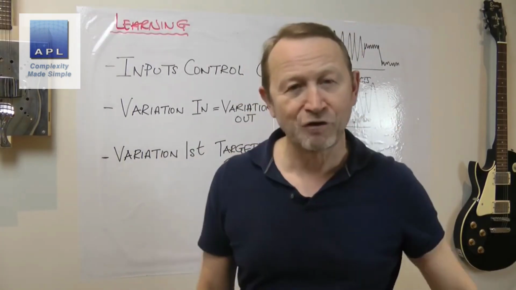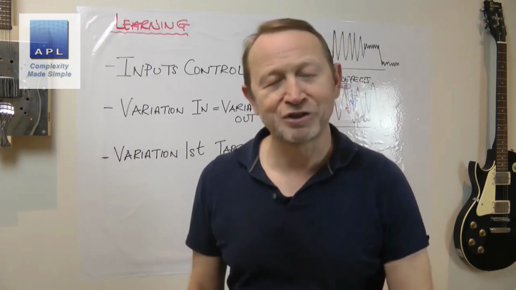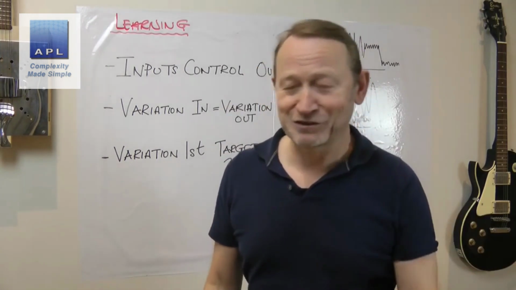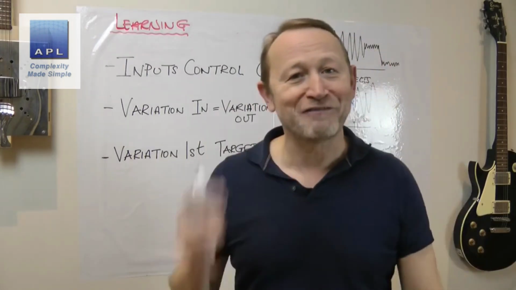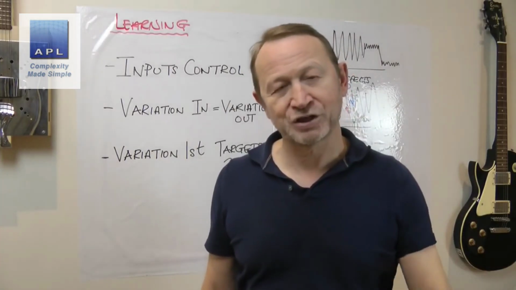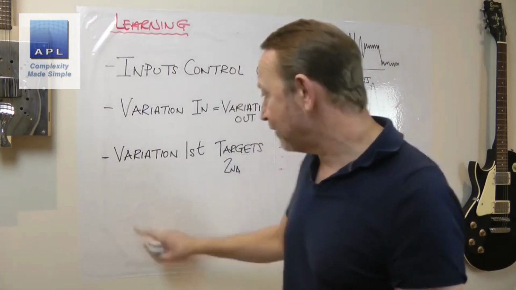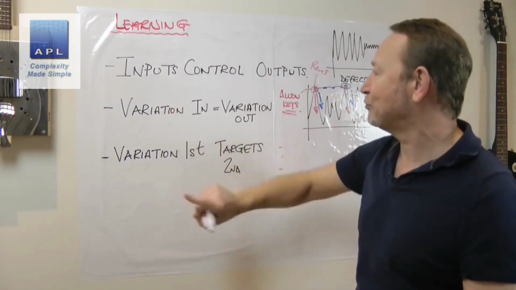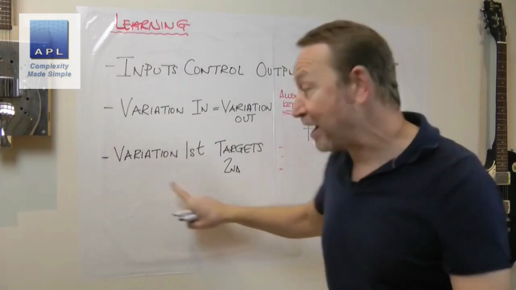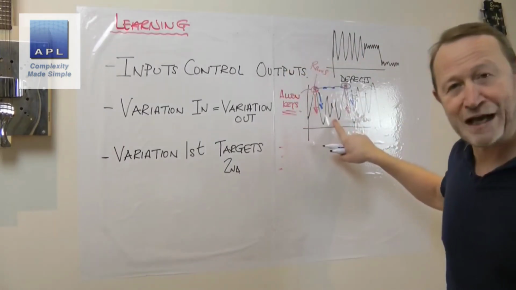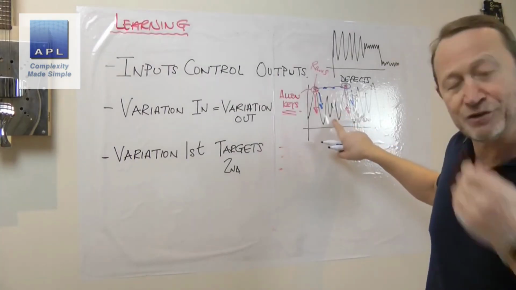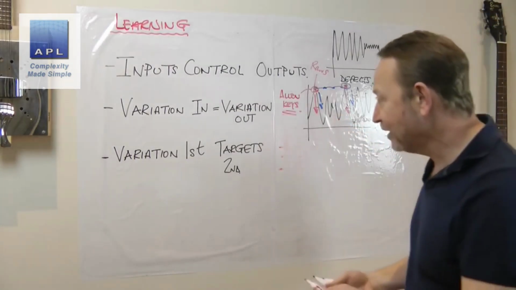You will never solve a problem as long as you have two holes in your head. As long as you have holes in your head, you're never going to solve a problem like that. You've got to get rid of the variability. So inputs control outputs, variation in equals variation out. It's got to be variation first. Otherwise we'll get spurious knowledge about our process. It's got to be variation first and targets second.